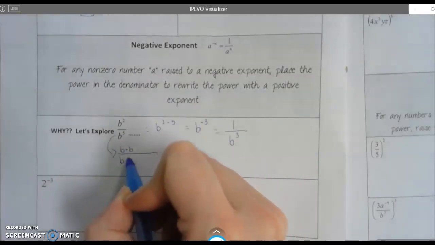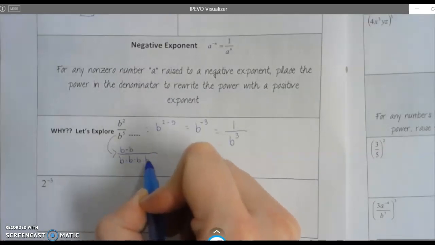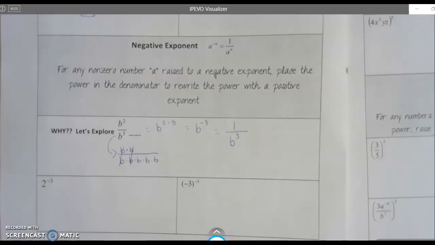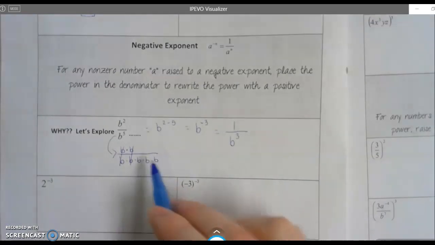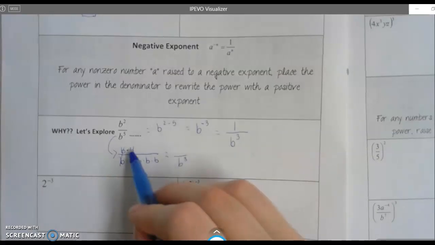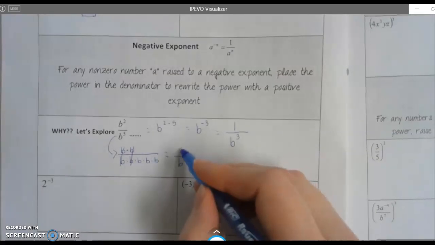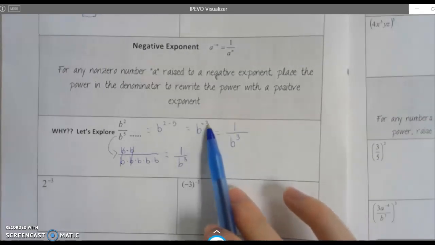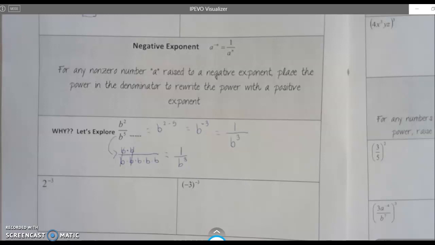B to the 5th is the same as b times b times b times b times b. You will see that 2 pairs of them cancel and leave 3 being multiplied in the denominator. Whenever anything is divided by itself, the number 1 always remains. So you can see why b to the negative 3 equals 1 over b cubed.